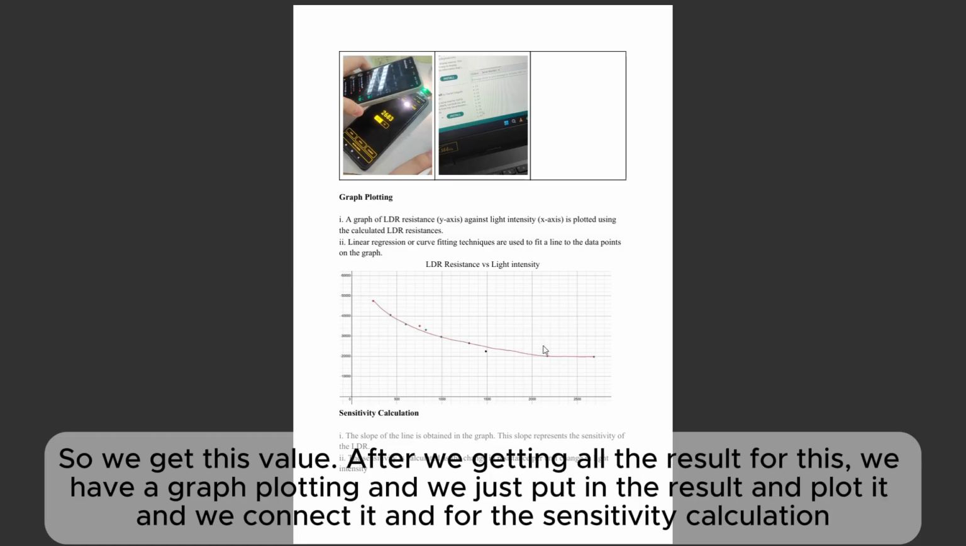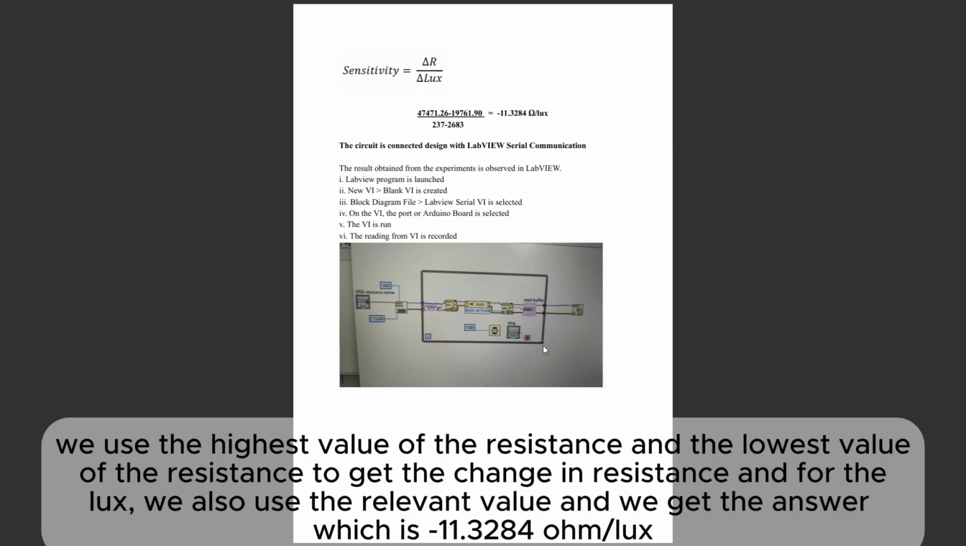For the sensitivity calculation, we use the highest value of the resistance and the lowest value to get the change of it. So we get the result of negative 11.3284.